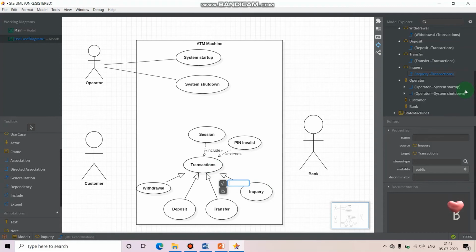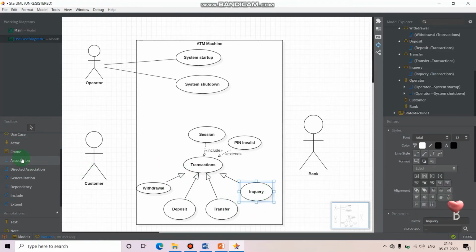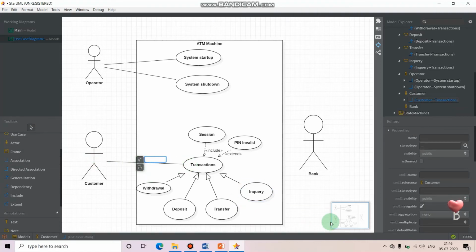Okay, so whenever all these transactions are performed, they will be performed on behalf of the bank. So any of these transactions performed by the customer, we'll use the association symbol for showing the association between the customer and the transactions. This association line will show that the customer will perform these transactions. You can also use this directed association instead of this simple association symbol. So I'll write here performs these transactions.